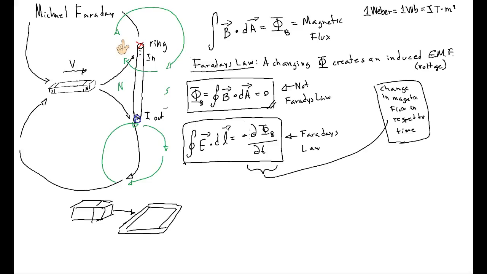The negative sign is there because of something called Lenz's law. Now here's the deal. Think about this. As you bring this permanent magnet closer and closer to this ring, what happens to the magnetic flux enclosed by the ring?